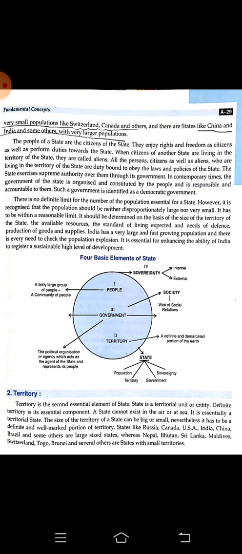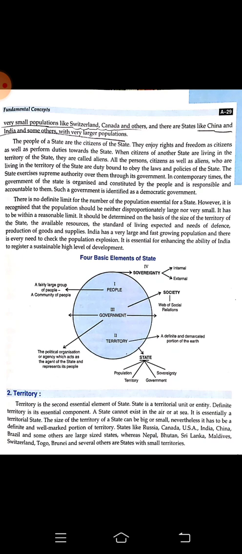There is no definite limit for the number of population essentially for a state. How many members are needed or what shall be the strength of the population, we cannot say that. It can be more, it can be less, but population is needed, the first thing. The second one, territory, is the second essential element of state. State is a territorial unit or entity. A definite territory is its essential component.